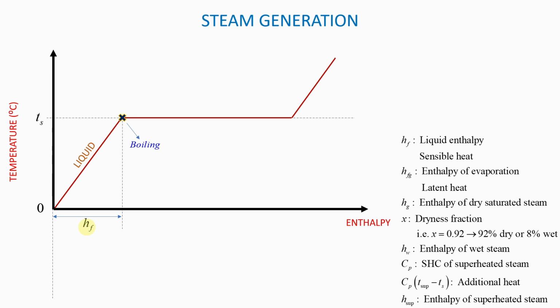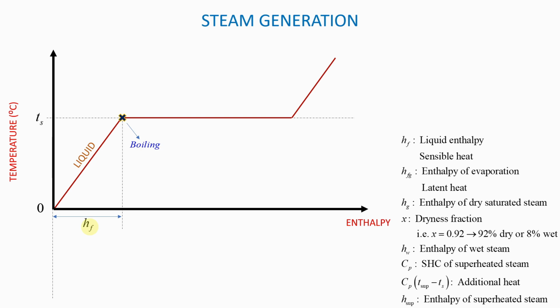So HF is the liquid enthalpy, and it is also referred to as the sensible heat. These two are one and the same thing. If you find sensible heat in your question or you find liquid enthalpy, they refer both to HF. And what is HF? HF is the amount of heat that you need to provide to the water to raise its temperature from 0 to the boiling temperature.